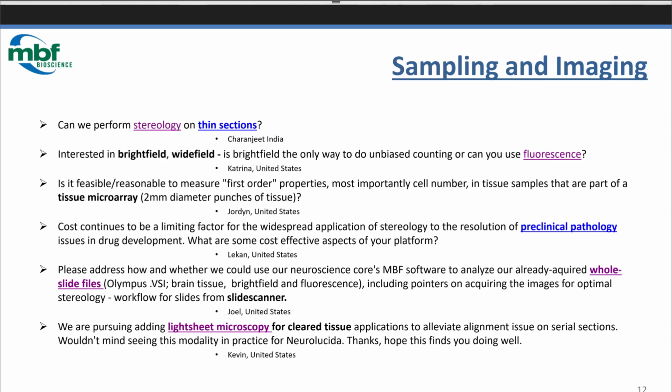Lucken from the United States writes, cost continues to be a limiting factor for the widespread application of stereology when dealing with preclinical pathology issues in drug development. What are some cost-effective aspects of your platform? So our platforms range from very cost-effective. In other words, you can get versions of Stereo Investigator that work with image stacks. We have Stereo Investigator Desktop, Stereo Investigator Whole Slide, and Stereo Investigator Clear Tissue. Those are all on the lower end of the spectrum of cost because they don't connect to hardware.